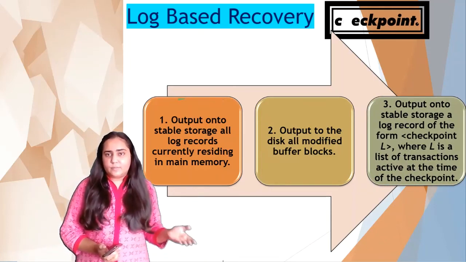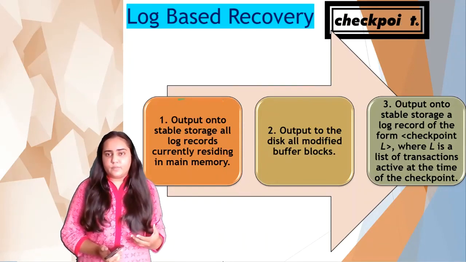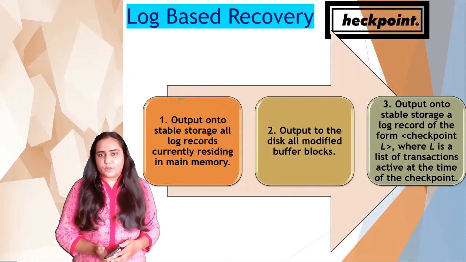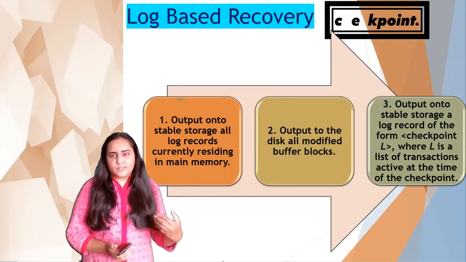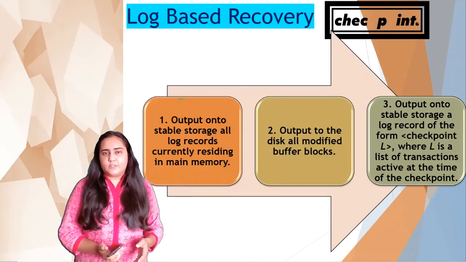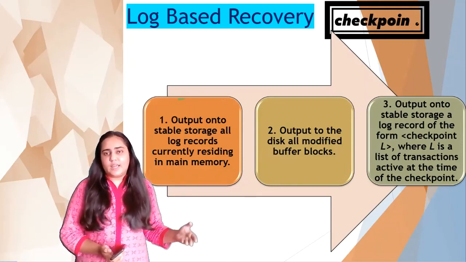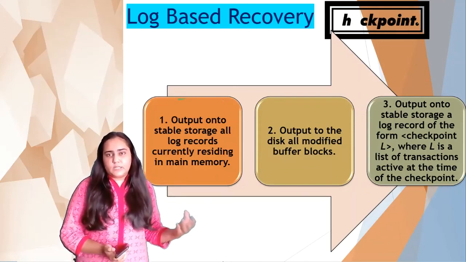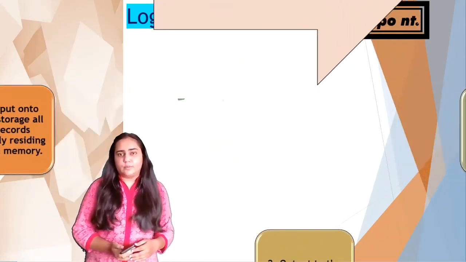And lastly, output onto stable storage a log record of the form checkpoint L, where L is a list of transactions active at the time of the checkpoint. So this will show you that while the checkpoint did its work, these were the transactions that were active. So later on, using this list L, you can decide which of the transactions need to be undone and which need to be redone. Let's see it with an example.